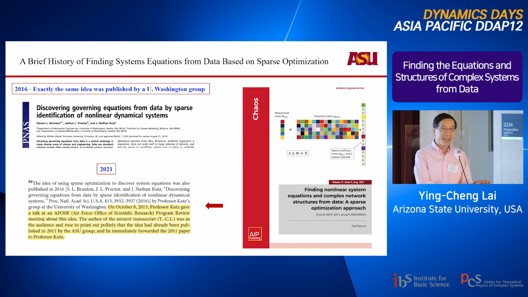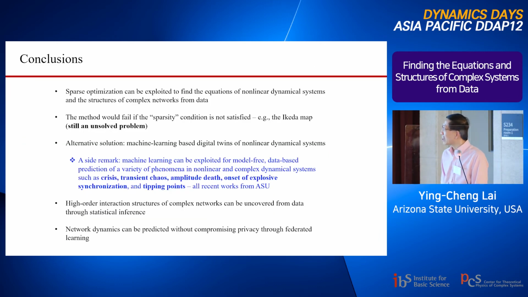Okay, and so with that, let me conclude to say that sparse optimization can be exploited to find equations of nonlinear systems and the structures of complex networks from data. This method would fail if the sparsity condition is not satisfied, like the Ikeda map. And so this is still some kind of unsolved problem. If you really want to find the equations, I don't think there's a way to do that.